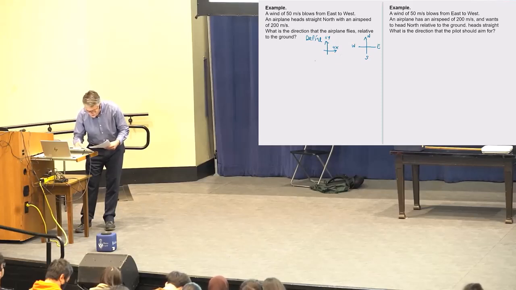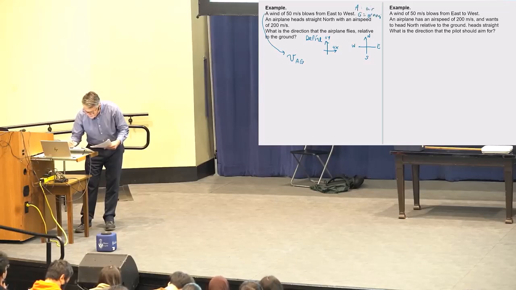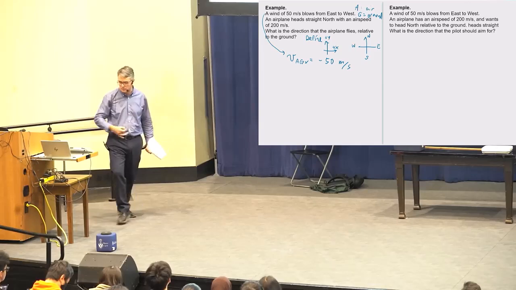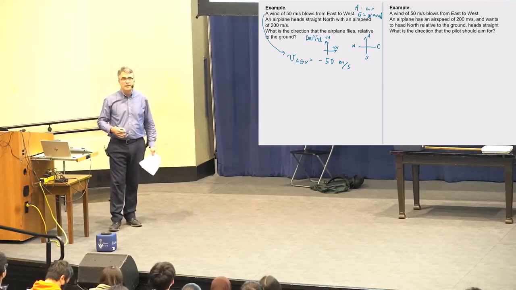So in that case, the velocity of the air relative to the ground, I would say A is air, G is ground. What the wind means is that the velocity of the air relative to the ground in the x direction is negative 50 meters per second, because it's from the east to the west. It's going towards the west. Makes sense? That's how I'm interpreting that.